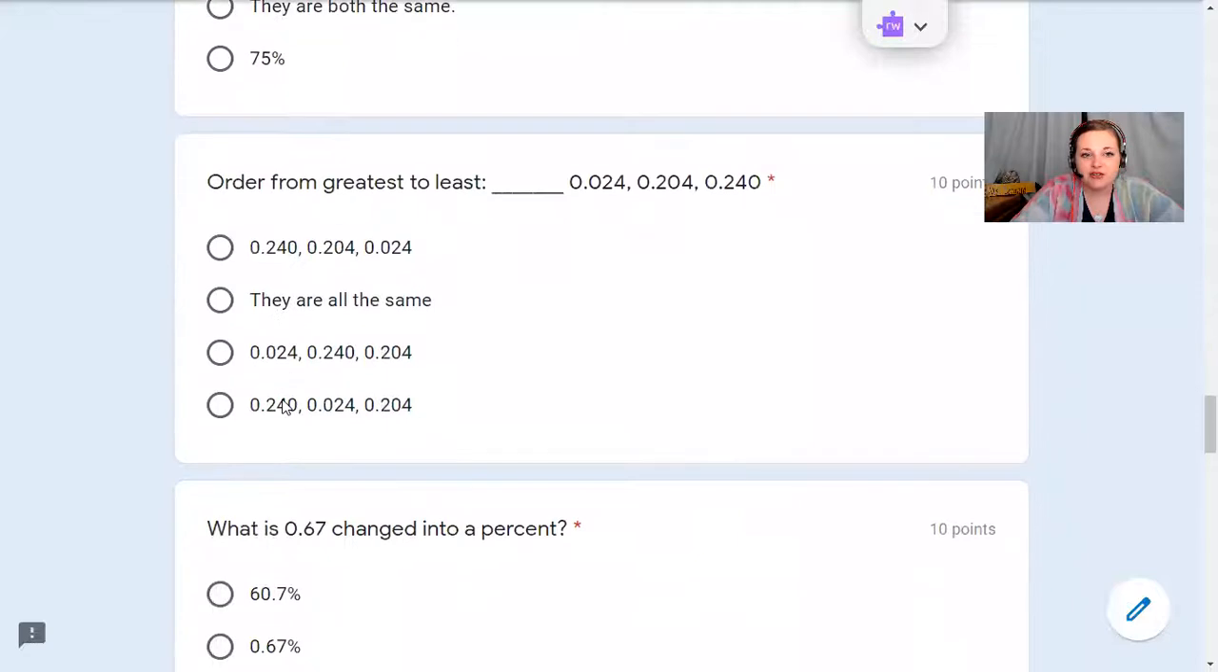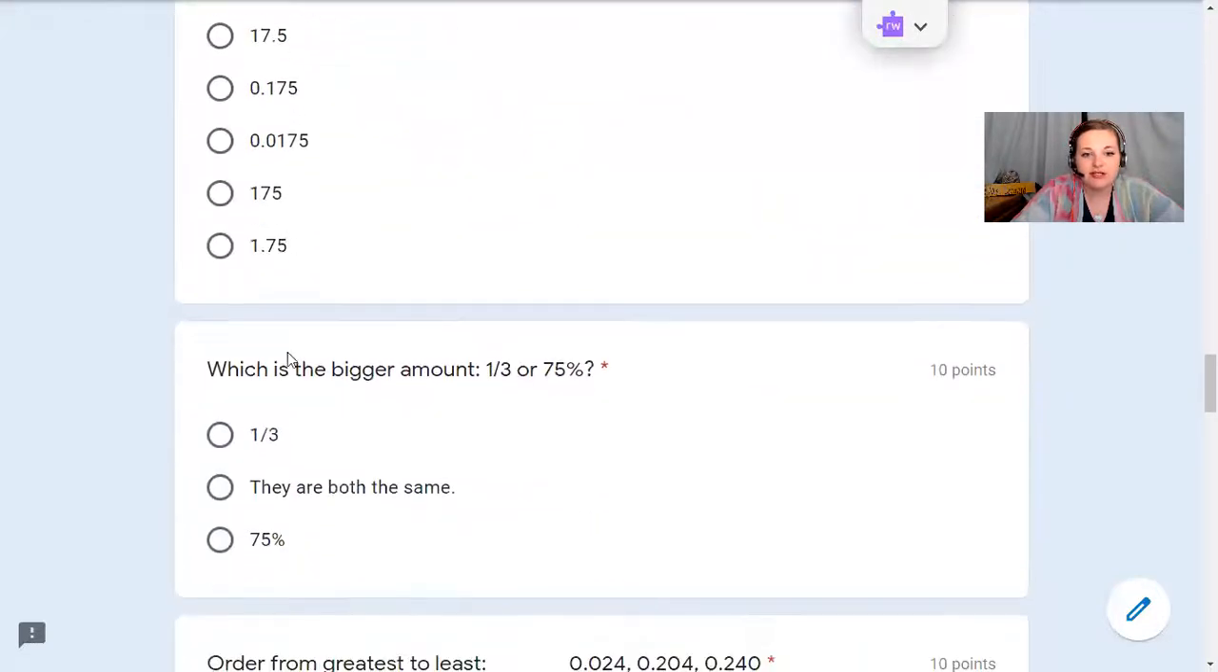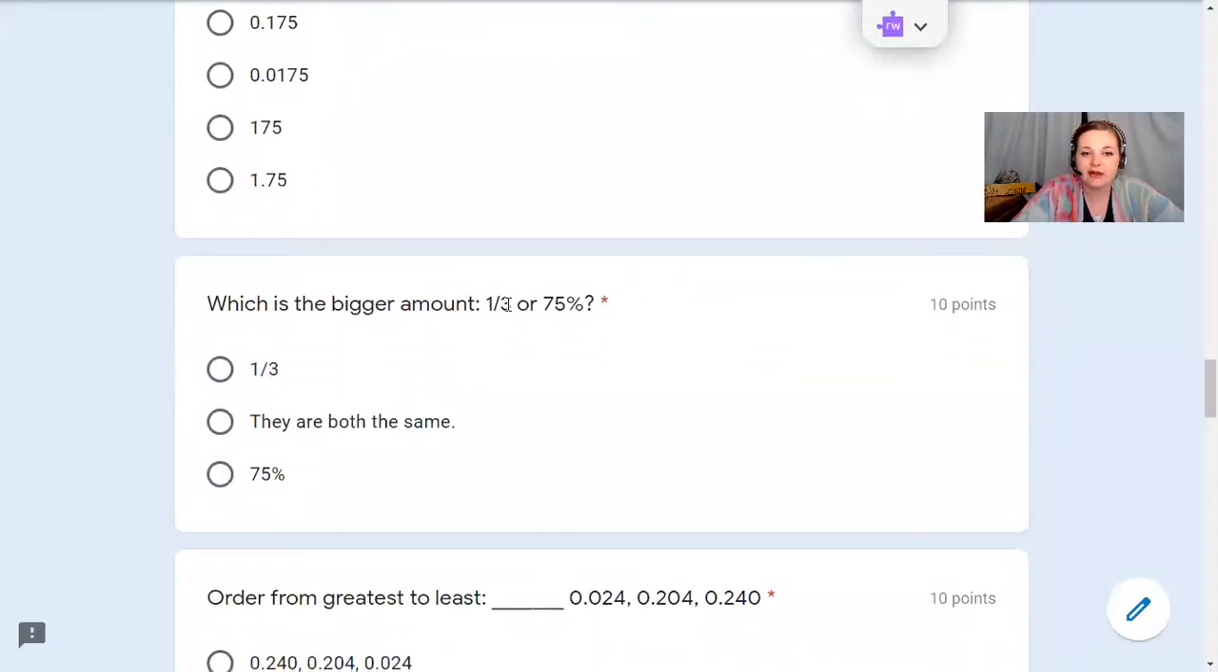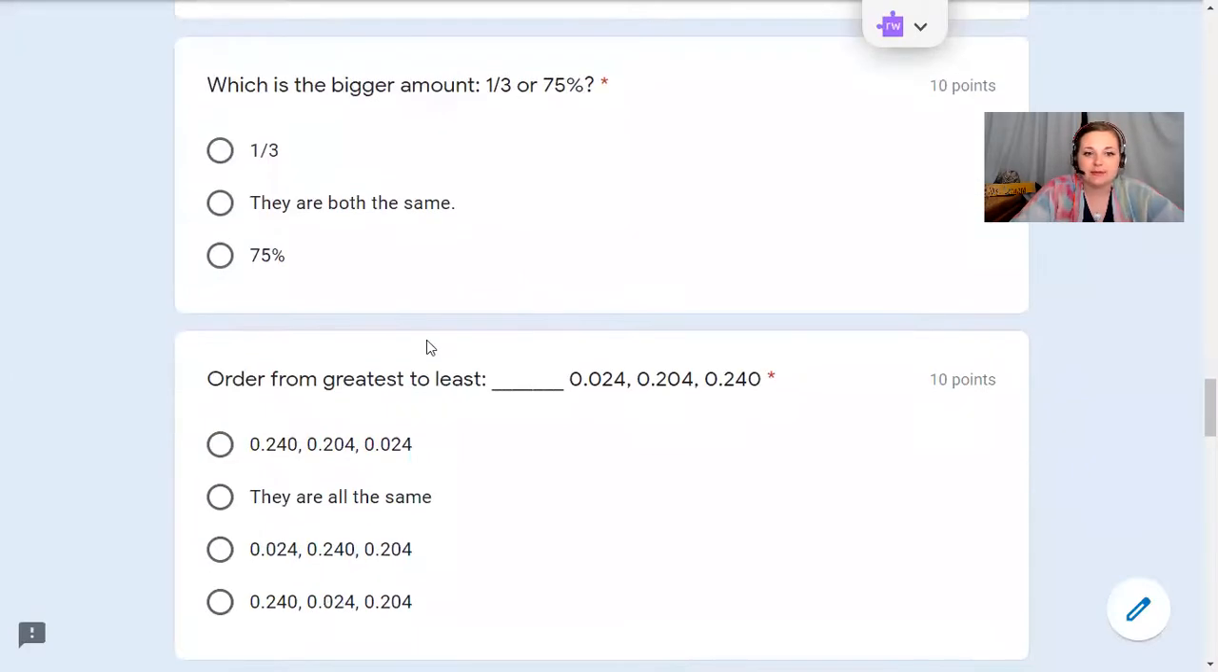So after you finish those first few questions that ask you to see which one is bigger, I suggest turning them both into decimals, then comparing. So 1 divided by 3, and then 75%, turn that into a decimal, and then compare their decimals.